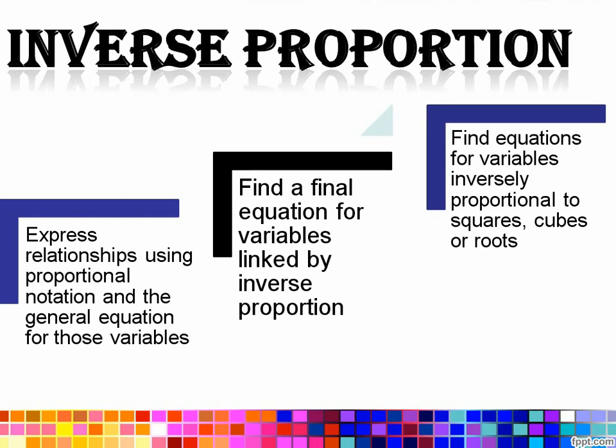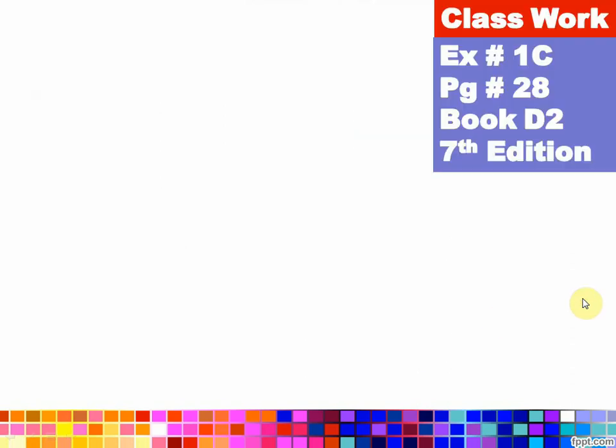So when you find the value of k, then you will move to other parts of the question where it says find the value of the unknown variable, find the value of the square root and cube root in the other form of the equation. So moving on to the classwork questions, it is from exercise 1c, page number 28, book D2 7th edition, the new edition of the Oxford syllabus.